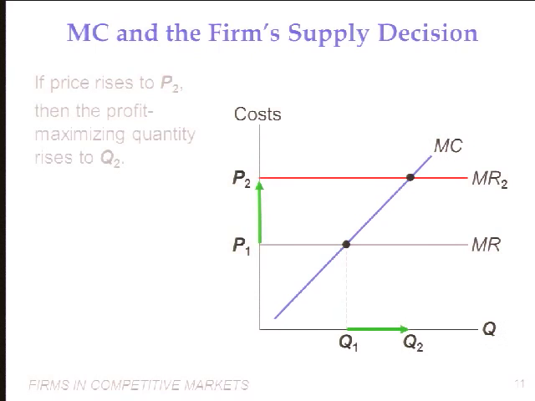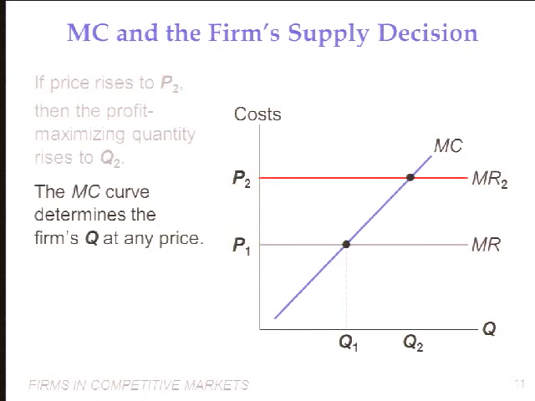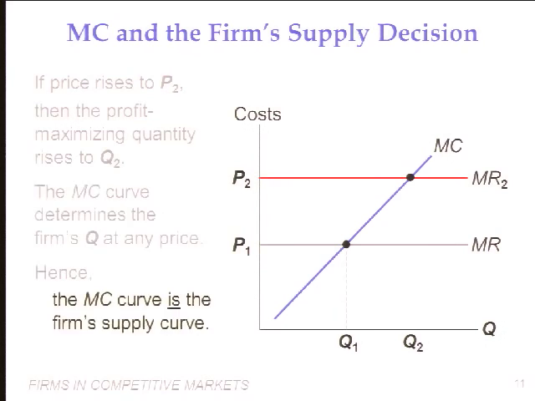Okay? You change the price, and that curve is going to tell you what quantity will be forthcoming at that new price. And moreover, lying behind that is the fact that we're presuming that the firm is in the business of maximizing its profits. Okay?